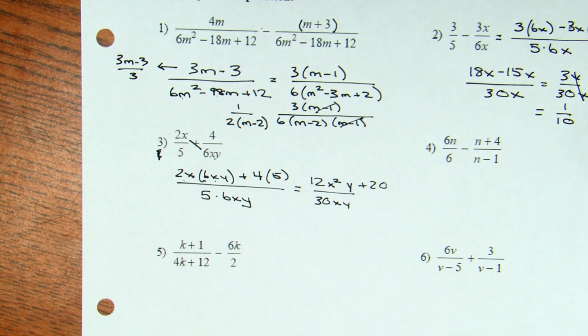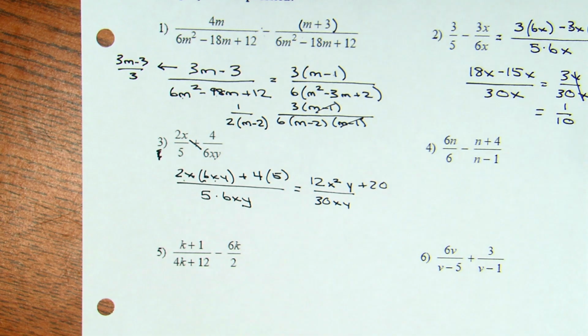If your variables don't show up in all your terms, you're done with the variables. So in other words, I went through it with a couple of you. See how you have x's and y's in a couple, but this doesn't have anything in it? You're done with variables. You're not doing anything with variables, but now you're looking at the numbers. 12, 20, and 30. Is there a number that goes into 12, 20, and 30? 2. So you can divide everything by 2.